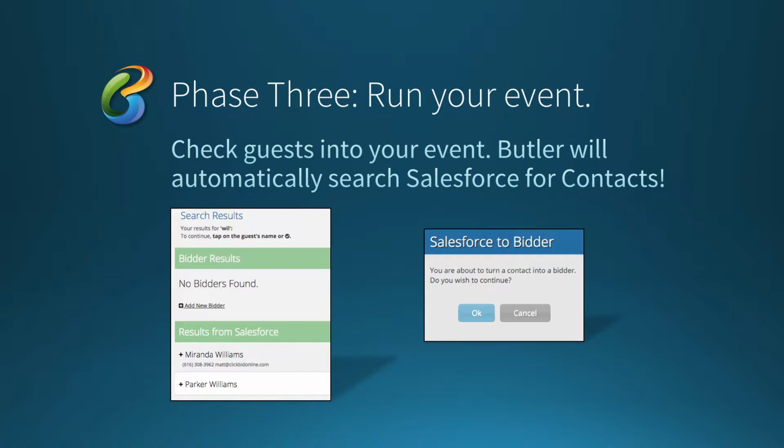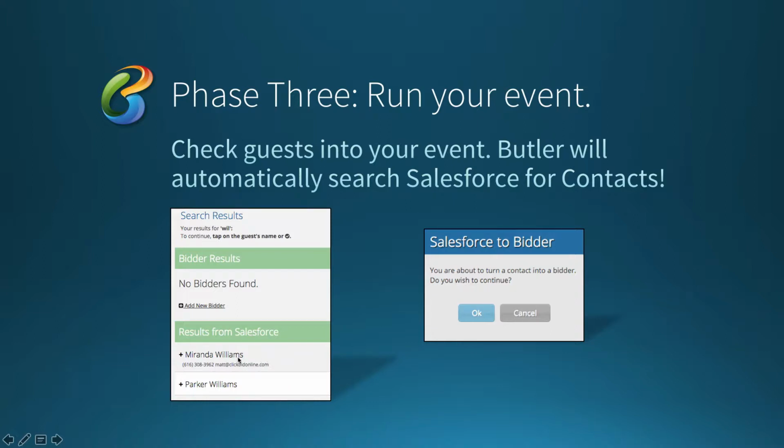So once people are checking in, one of the nice things that we did to be helpful was integrate your Salesforce integration with our Butler app. So the web app that you're using to check your guests in at the event. So let's say in this case we have Parker and Miranda. They're stepping up to the table to check in. I type in WIL for their last name, and I see that we don't have a bidder record, but we do have two contacts in Salesforce, Miranda and Parker. We can go ahead and import them and convert them to bidders right on the fly.